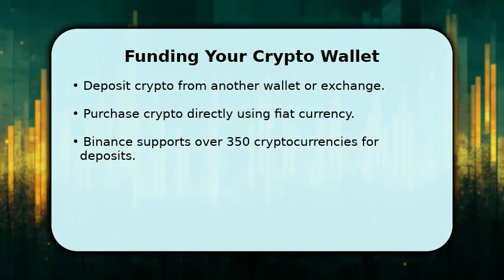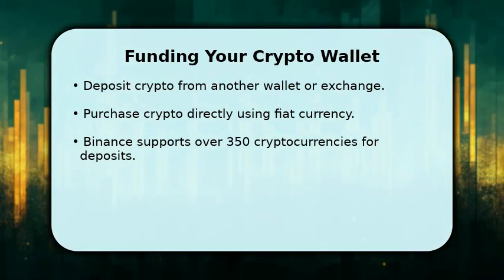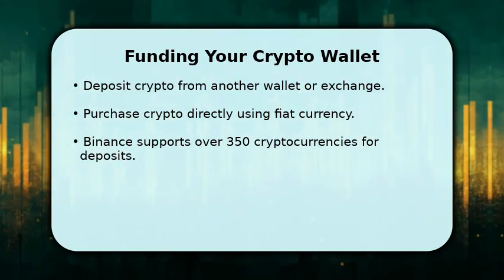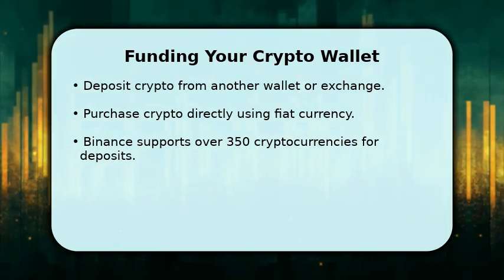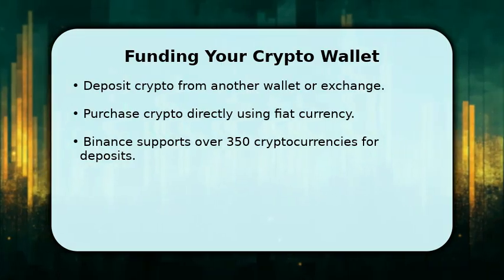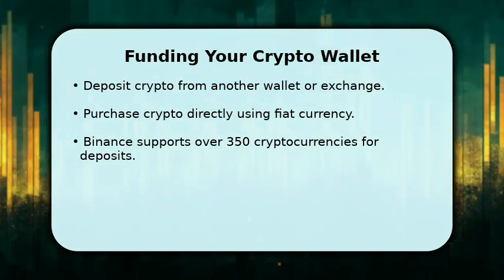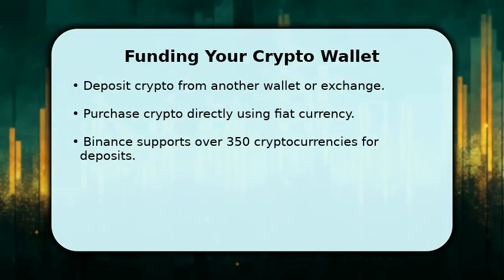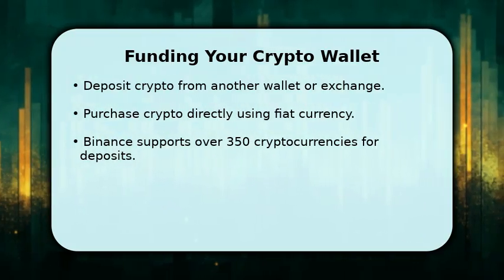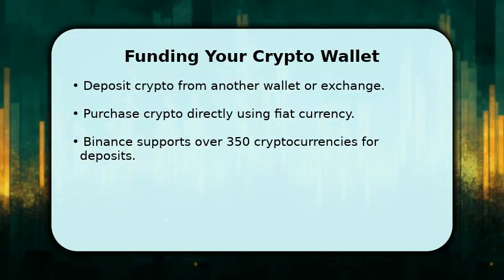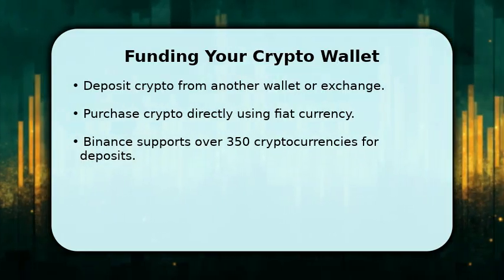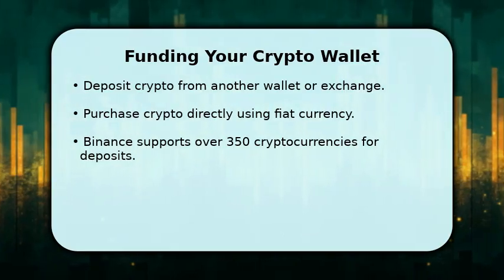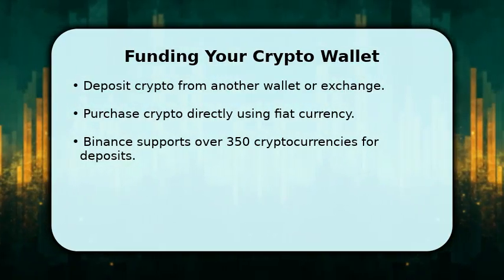Now that your wallet is ready, let's talk about funding it. You have a couple of main options. You can deposit existing cryptocurrency from another wallet or exchange by selecting the specific coin and generating a deposit address. Alternatively, you can buy crypto directly using fiat currency, like US dollars or euros, through various payment methods such as bank transfers or credit cards. Always double-check the network and address to ensure a smooth transaction.